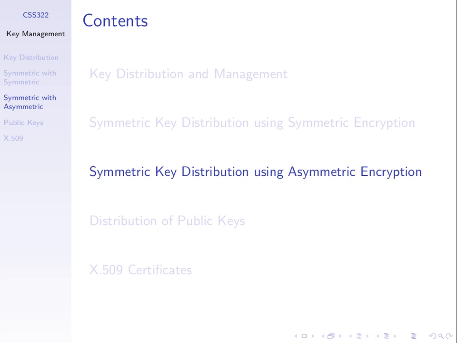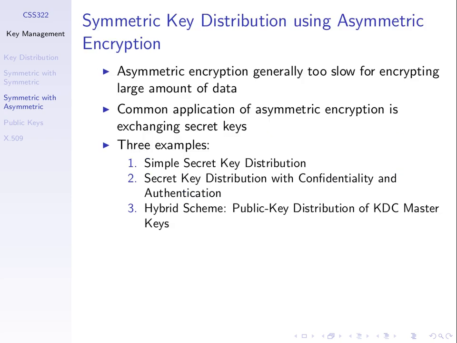Let's consider a different approach. The goal now is to distribute a shared secret key, same as before, but to do that we will use asymmetric encryption, that is public key cryptography. And we'll go through three different schemes for how to do that. We'll go through two, one's just a combination.